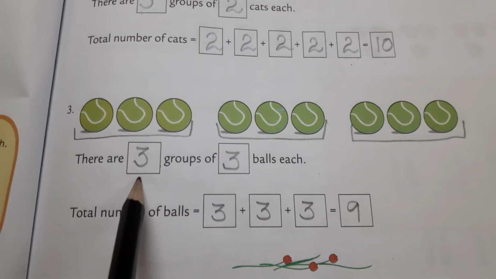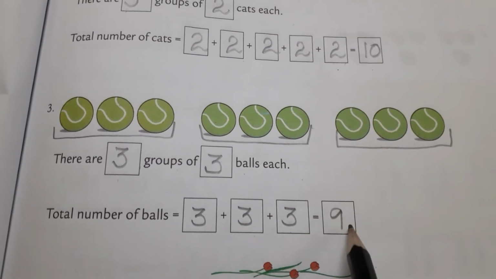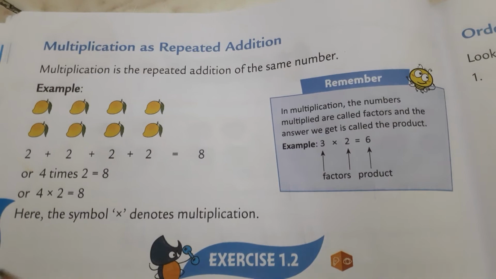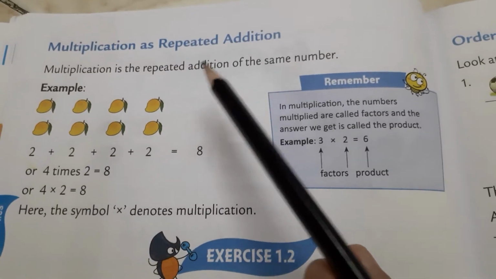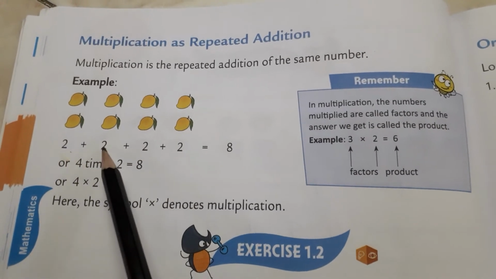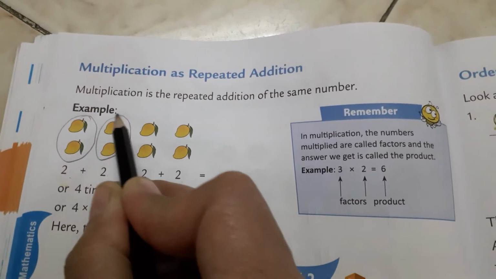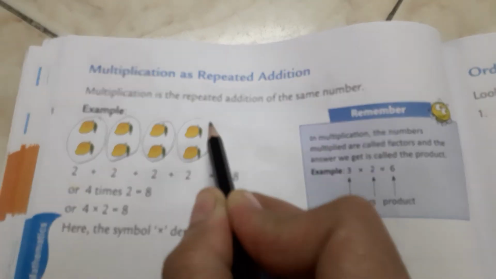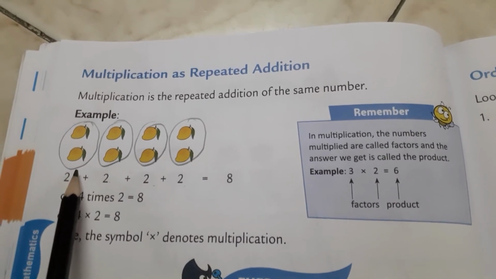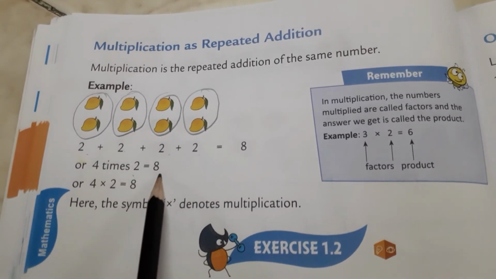3 balls in each group. 3 groups and 3 balls. Now the total number of balls is 3 plus 3 plus 3, that is 9. Okay. As we were adding on page number 73, but multiplication is repeated addition. Now there are mangoes. 2 plus 2 plus 2 plus 2. This is one group. That is the second group. That is the third group. And this one is the fourth group. There are 4 groups and in each group there are 2 mangoes. So 4 times 2, 4 twos are 8.